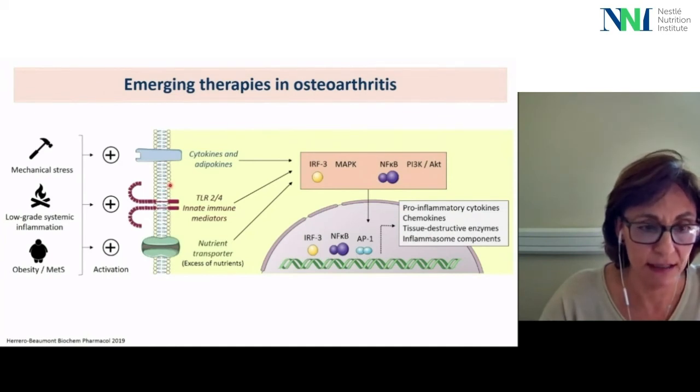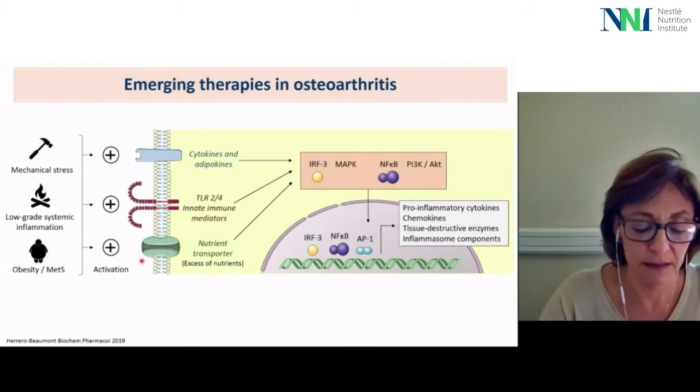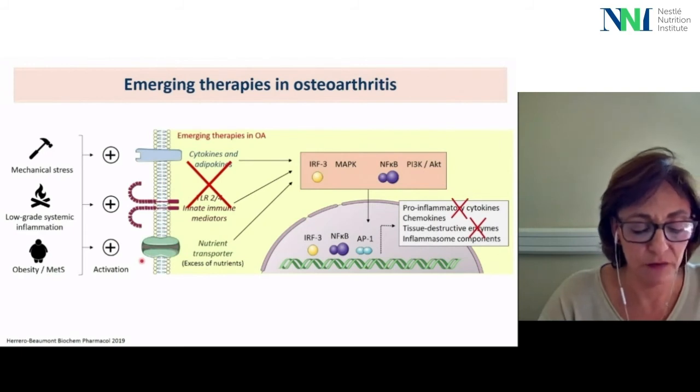triggered by mechanical stress, different ligands of the TLR, and the contribution of obesity, what should be the targets for emerging therapies for this disease? We consider that these targets should be different mediators responsible for the transmission of the inflammatory response at multiple levels, both inside and outside the cells.